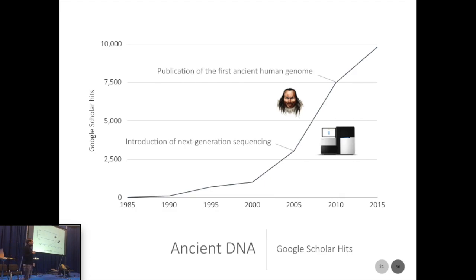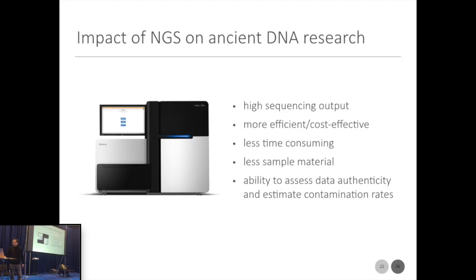In a few bullet points, the reasons for that are the extremely high sequencing output that we have. It's much more efficient and less time consuming; you don't have to spend as many hours in the lab trying to generate the data using cloning or PCR. You use much less sample material. And then there's this important point, which is the ability to assess data authenticity and to estimate contamination rates.